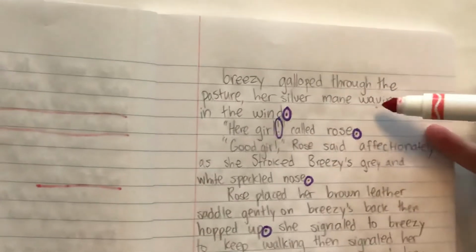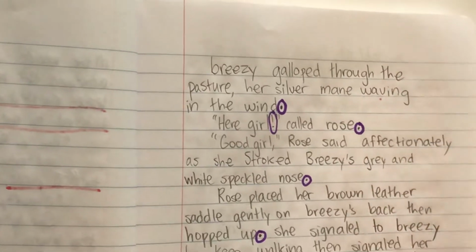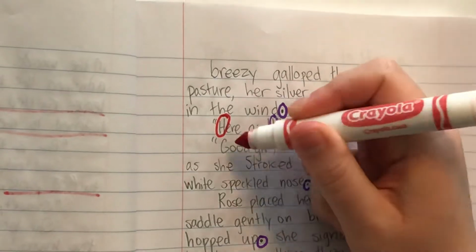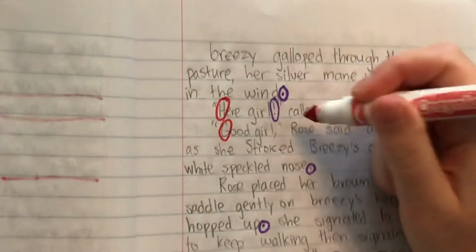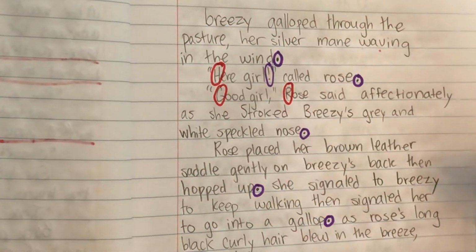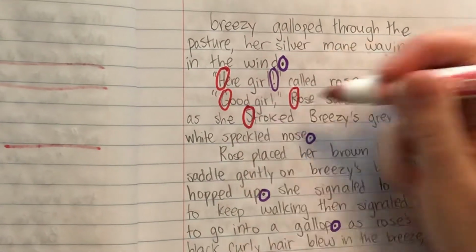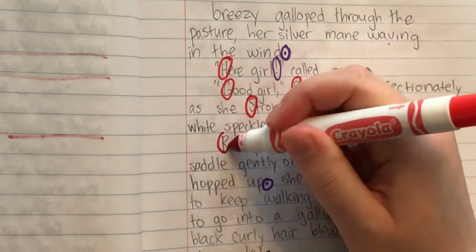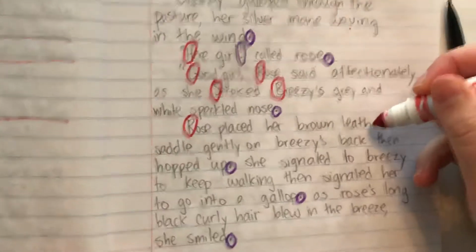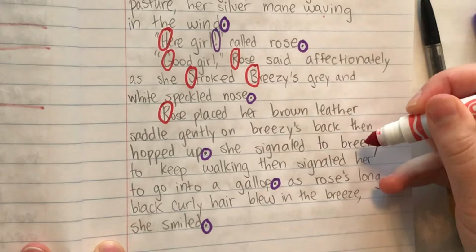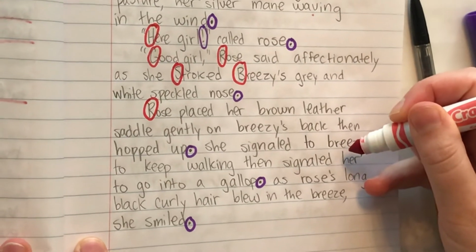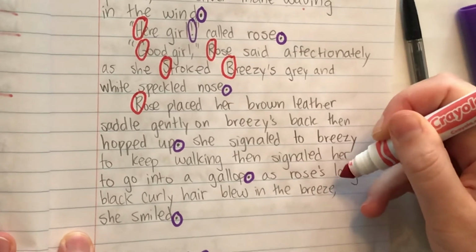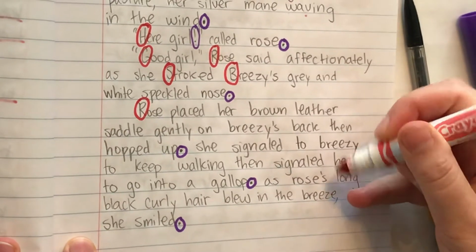Breezy galloped through the pasture, her silver mane waving in the wind. Here, girl, called Rose. Good girl, Rose said affectionately as she stroked Breezy's gray and white speckled nose. Rose placed her brown leather saddle gently on Breezy's back, then hopped up. She signaled to Breezy to keep walking, then signaled her to go into a gallop. As Rose's long black curly hair blew in the breeze, she smiled.